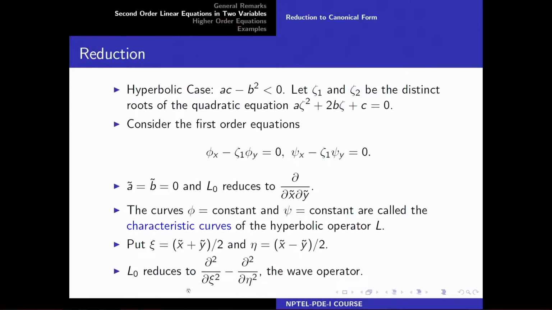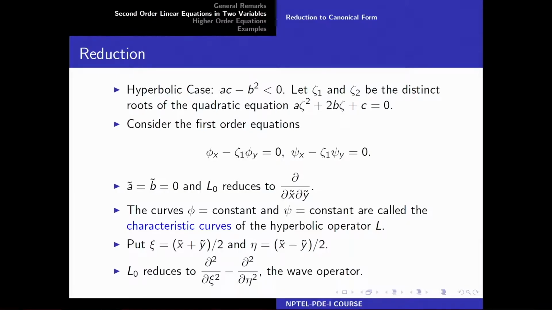This mixed second order derivative we can convert into pure second order derivatives by this simple transformation. You put zeta equal to x tilde plus y tilde by 2 and eta equal to x tilde minus y tilde by 2, and then this becomes a constant multiple of this operator. I have not written that constant, but you can take it as a non-zero constant, so that you can absorb it in the first order terms.